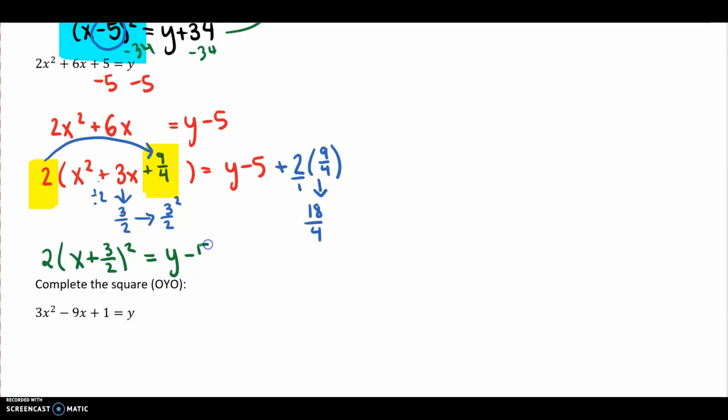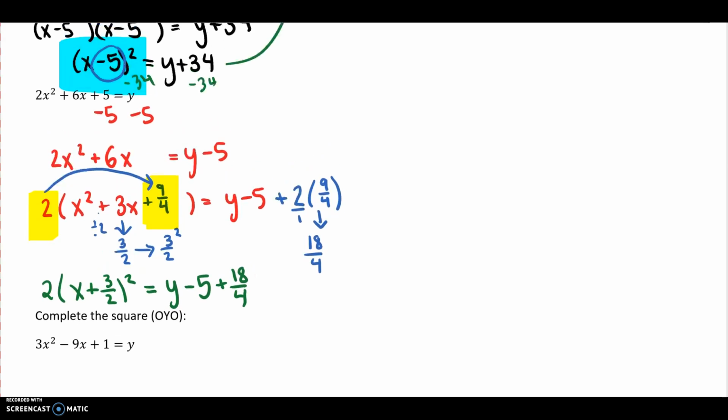So with that said, I have y minus 5. Oof, fractions, yikes. But that's okay. -5 plus 18/4, we can add that together in a moment. The only difference between this one and that last one is you had to factor out the GCF. Hopefully we are seeing the connection between the two.